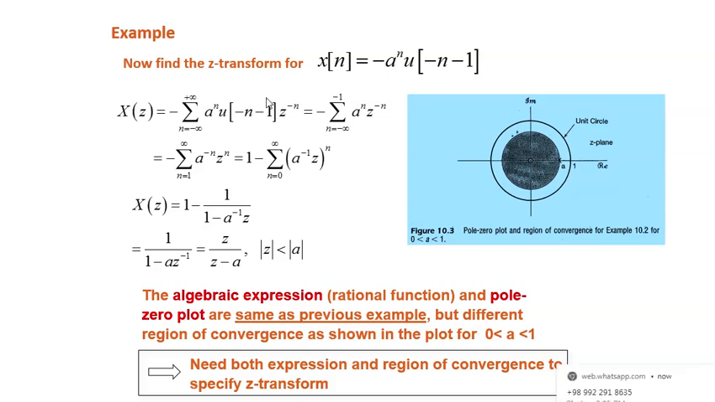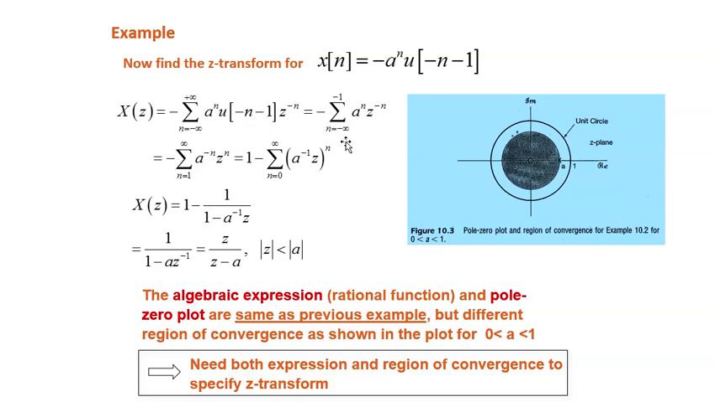So now I know that this u of minus n minus 1, times z to the power of minus n, will be minus the sum over n from minus infinity to minus 1 of a to the power of n z to the power of minus n. Why? Because u of minus n minus 1 is going to be 1 when n is smaller than minus 1, and it's going to be 0 for any values in which n is greater than minus 1.